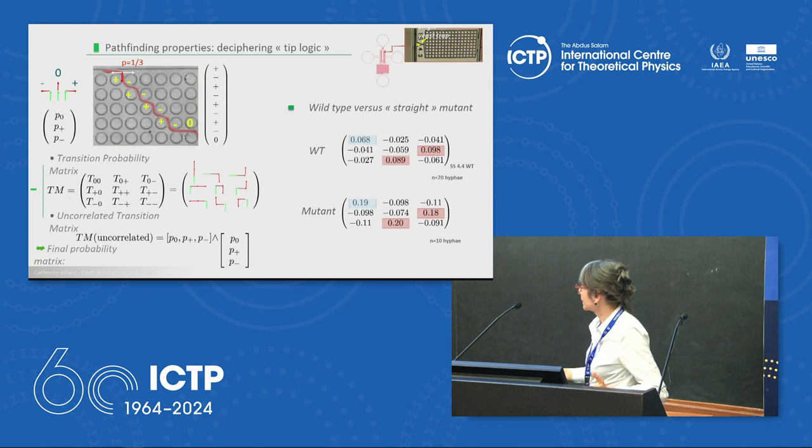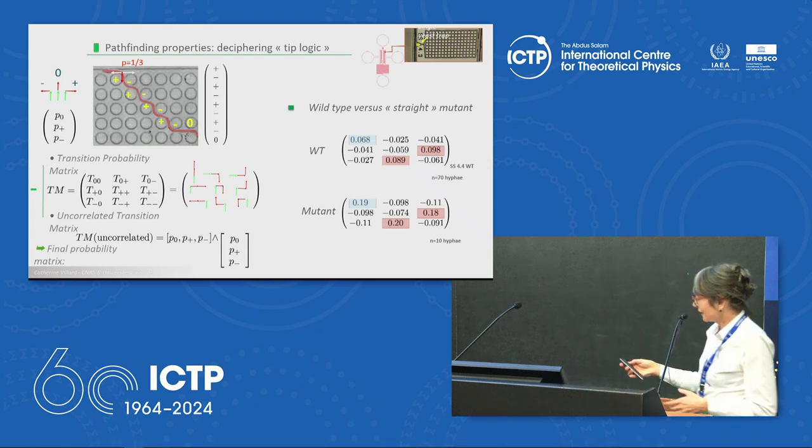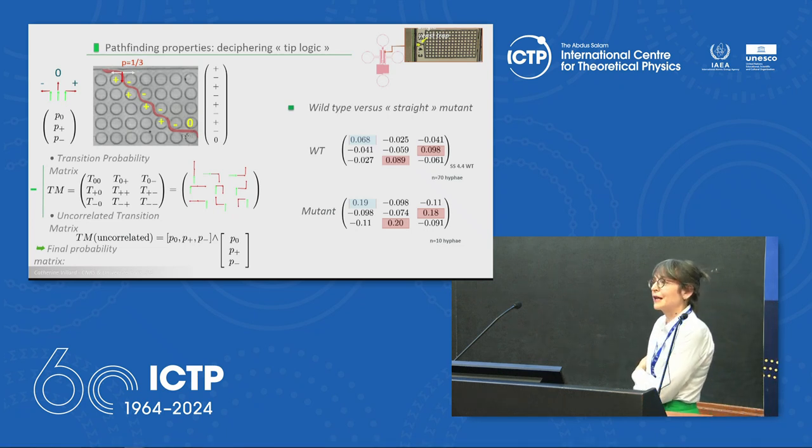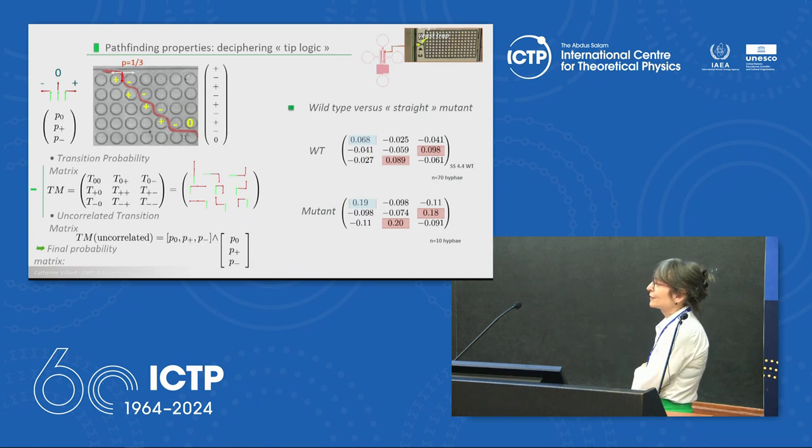We can also deduce the uncorrelated matrix that only comes from the probabilities of each event, and the final probability that really characterizes the hyphae choices is the subtraction of the two matrices. Here is our first result, obtained only one month ago, with two types of hyphae: wild type, and a mutant of a phospholipase, which interestingly goes straight into agar gels. When we put them in this maze, a typical maze with obstacles of 4 micron in size separated by 4 micron, we see that the hyphae choose a staircase or going straight, but we see strong differences between the two types of hyphae. So more to come.